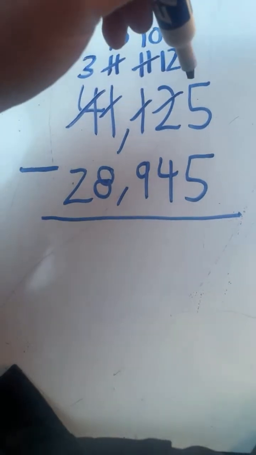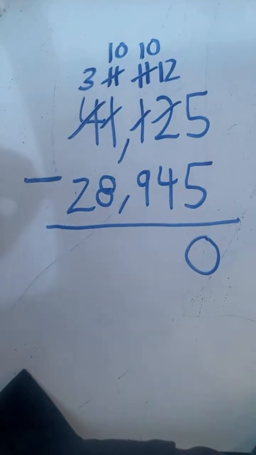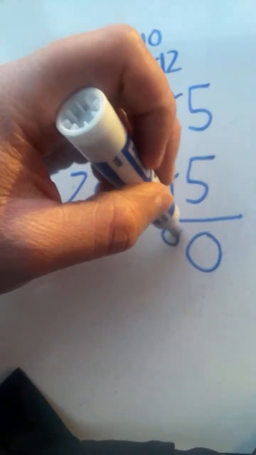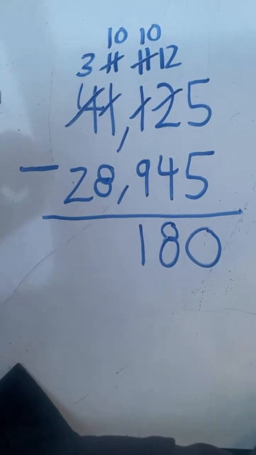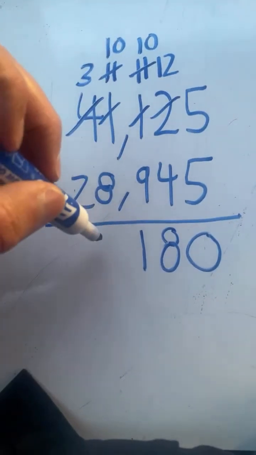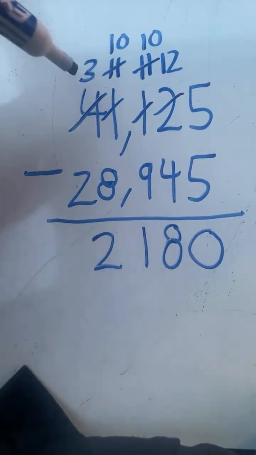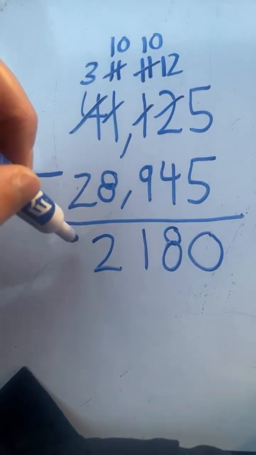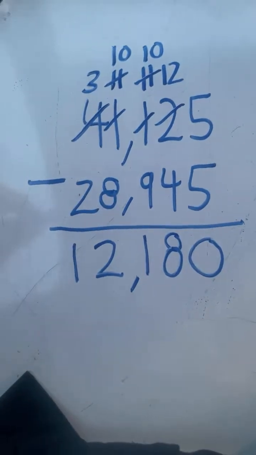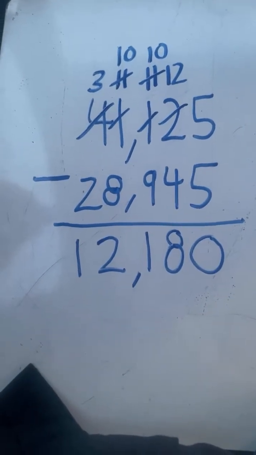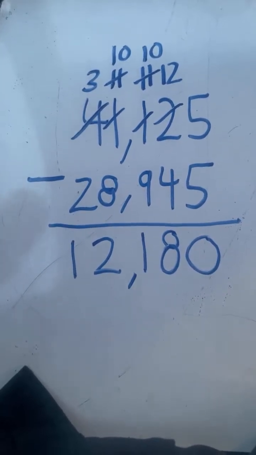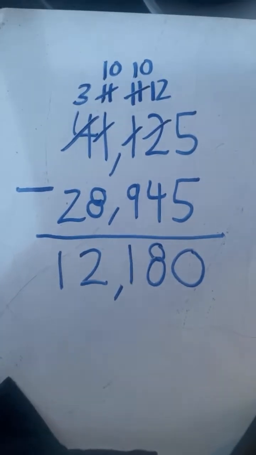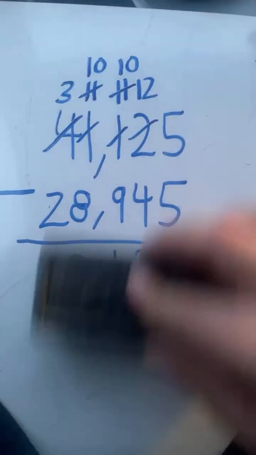So now I'm going to start in the ones place. 5 minus 5 equals 0. 12 minus 4 equals 8. 10 minus 9 equals 1. 10 minus 8 equals 2. And 3 minus 2 equals 1. And we have our final answer, 41,125 minus 28,945 equals 12,180.